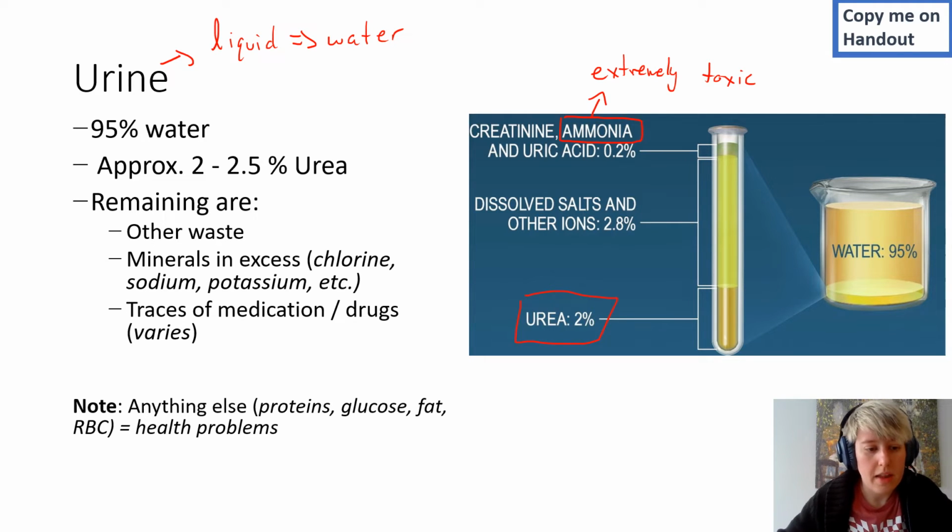Now, one thing that I forgot to mention is that if there is anything else in your urine besides water, urea, and trace minerals, things like protein, glucose, fat, or red blood cells, it's basically indicative of health problems because these are things that should not end up in urine. And if they do end up in urine, it could mean a series of things that are not functioning properly, like the kidneys are not functioning properly or the liver is not functioning properly.